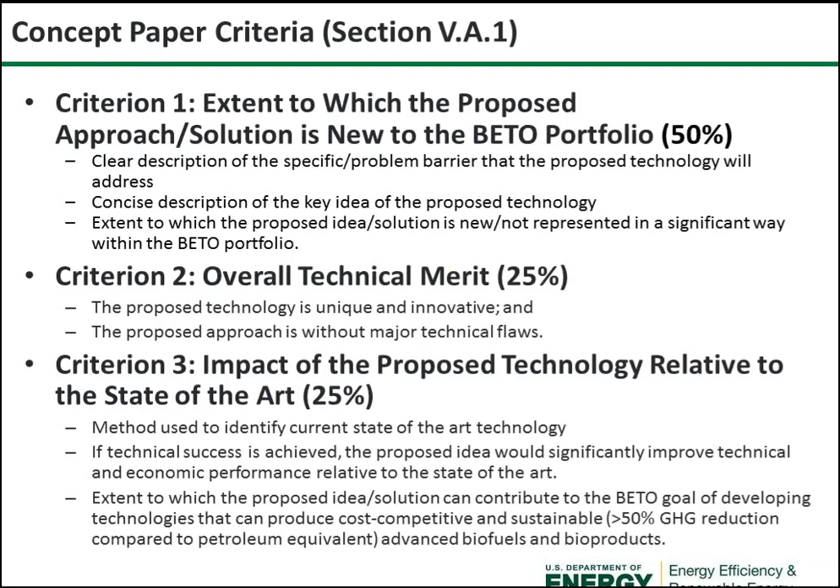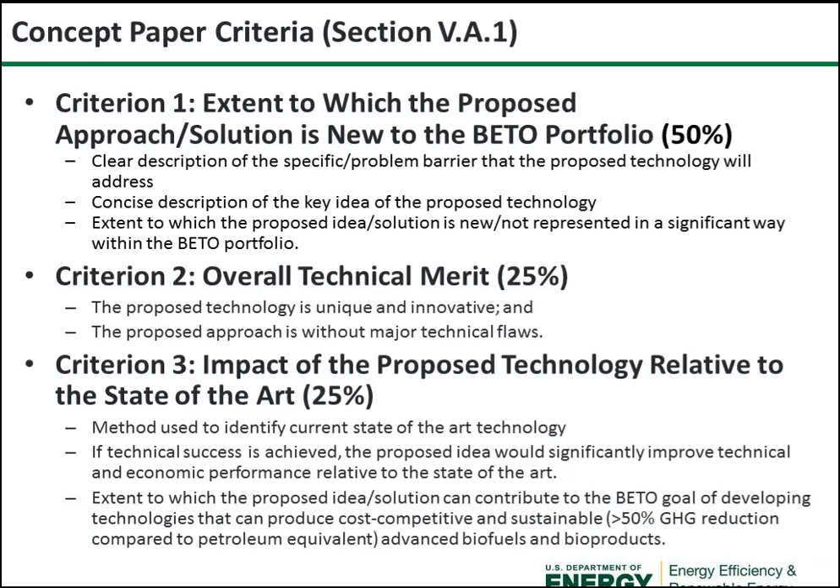So here are the concept paper criteria. There are 3 criteria. The first is the extent to which the proposed approach or solution that you're conceiving is new to the BETO portfolio. We're really looking for a clear description of the specific problem barrier that the proposed technology will address, a concise description of the key idea of the proposed technology, and then the extent to which the proposed idea is new or not represented in a significant way within the BETO portfolio. Related to that is the overall technical merit. How innovative and how unique is this? And we would like to make sure that there are no major technical flaws. Have you overlooked some key things?